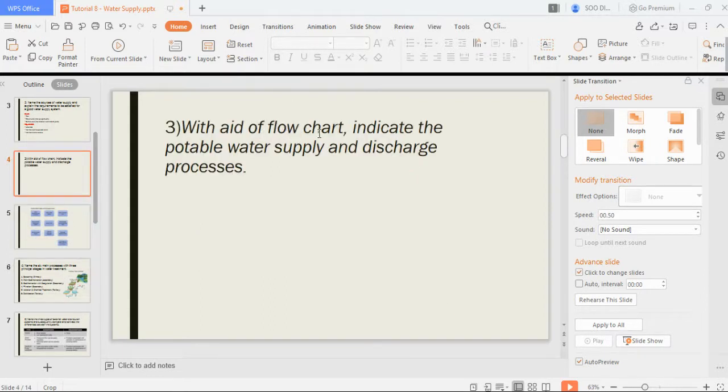So this is how the water supply and discharge process works, the cycle of the discharge process.